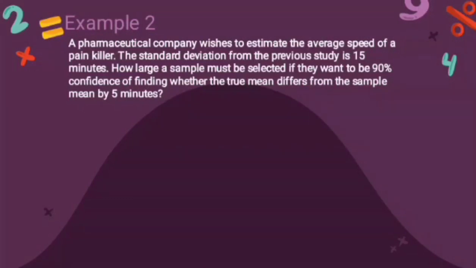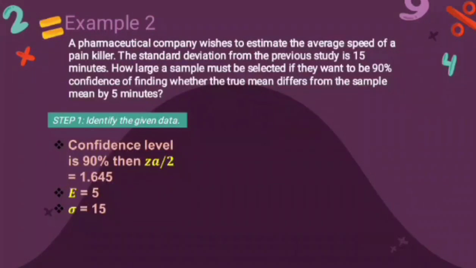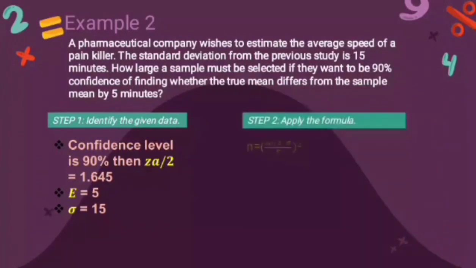Again, our first step is to identify the given data. Our confidence level is 90%, so that is equivalent to 1.645 according to the degree of confidence and degree of coefficient table. Then our margin of error is 5, and our standard deviation is 15. It is the same formula as in example number 1. We just need to substitute the given data into the formula.